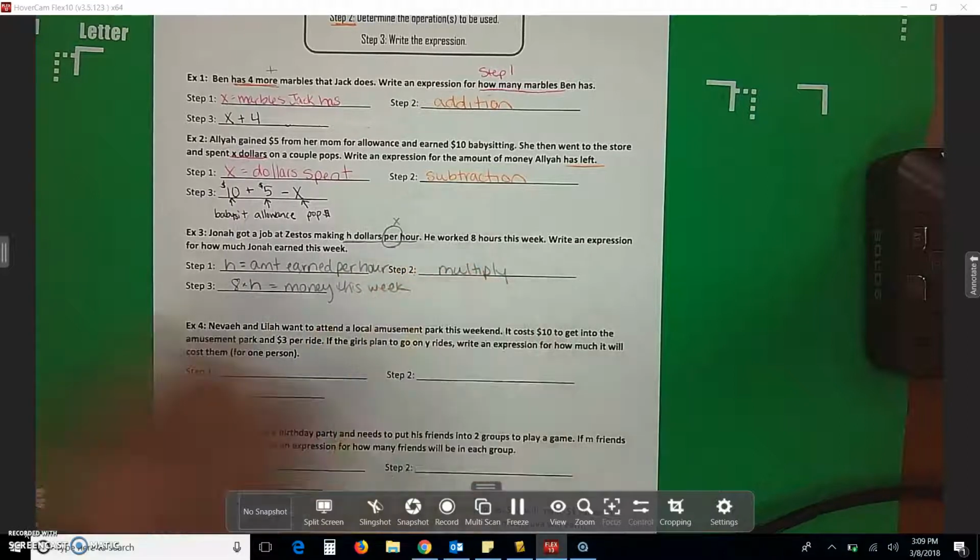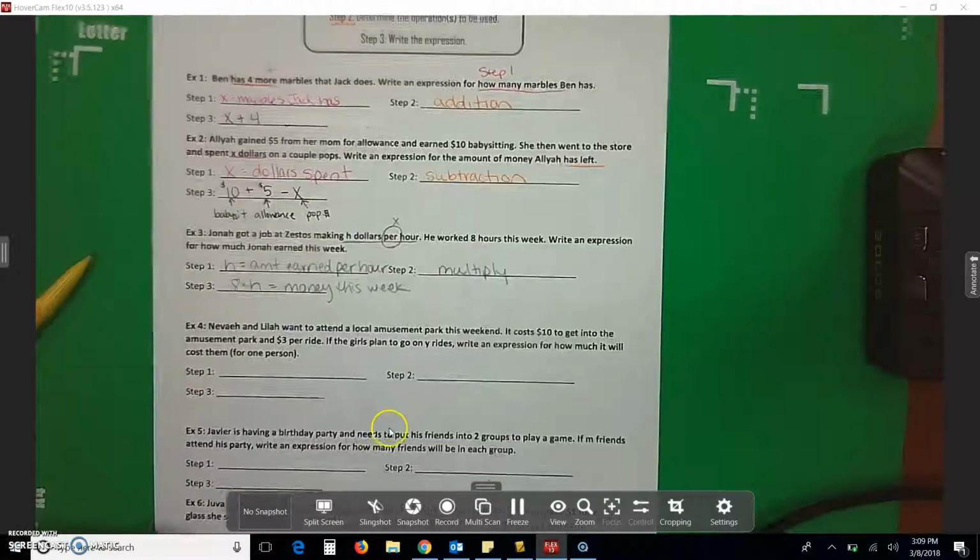Examples 4 and 5 are on your own. These notes are due next time you walk into class.